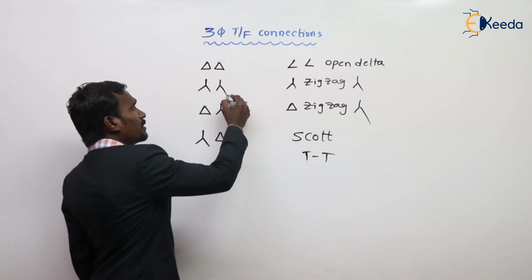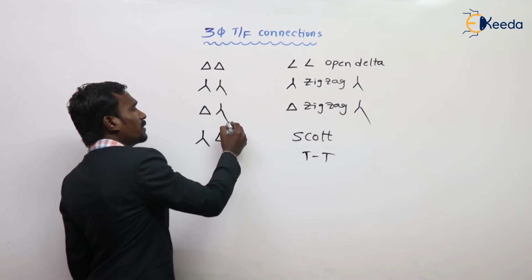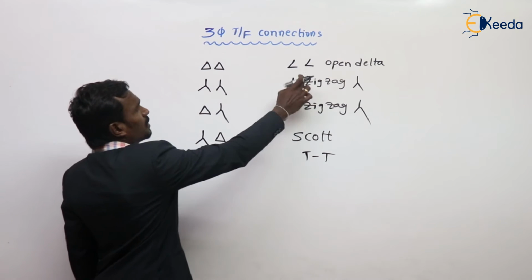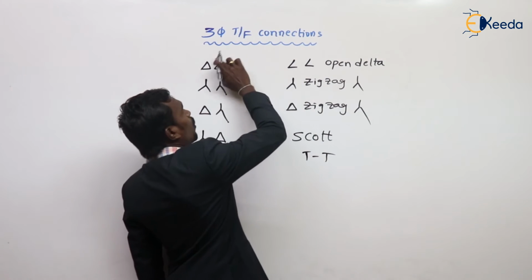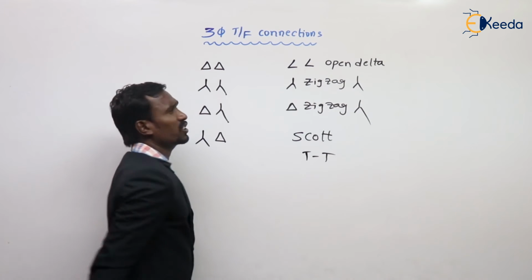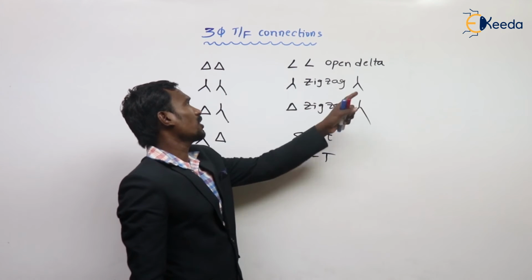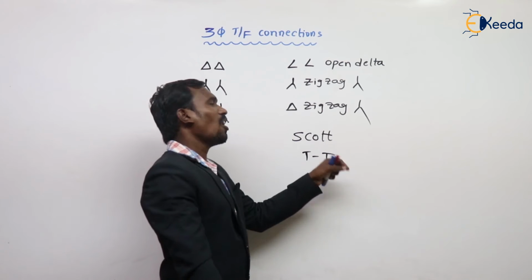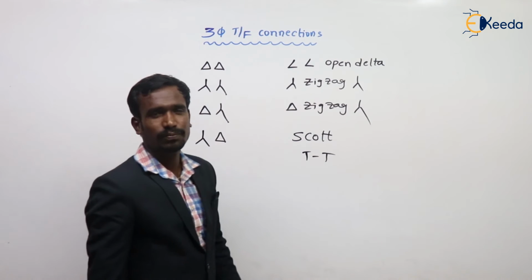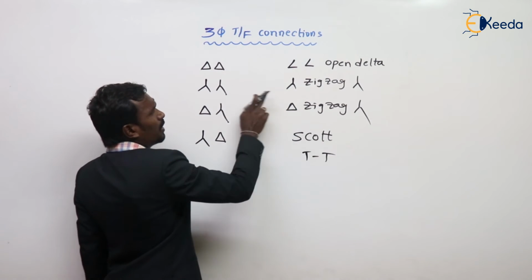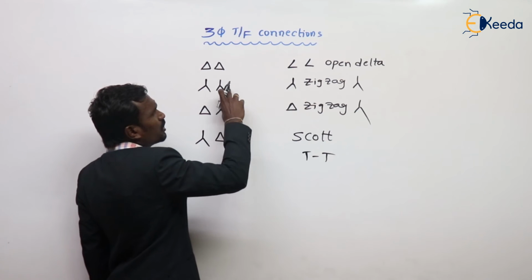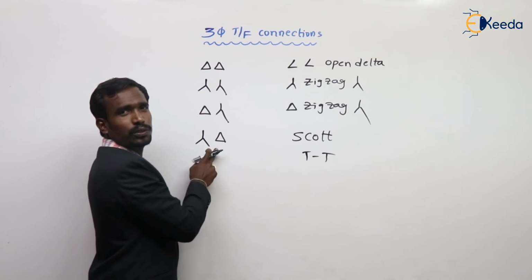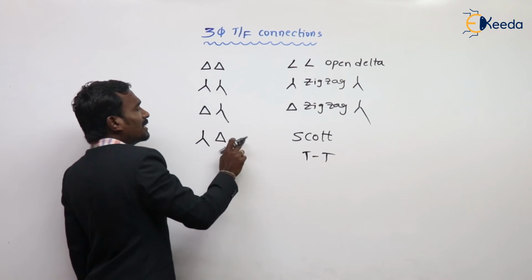That is delta-delta, star-star, delta-star, star-delta, and the open delta connection, which is delta opened, and star zigzag star connection, delta zigzag star connection, Scott connection, TT connection. Observe here, we have zigzag connections for these two only. There are no zigzag connections for these two, because here we have a delta.